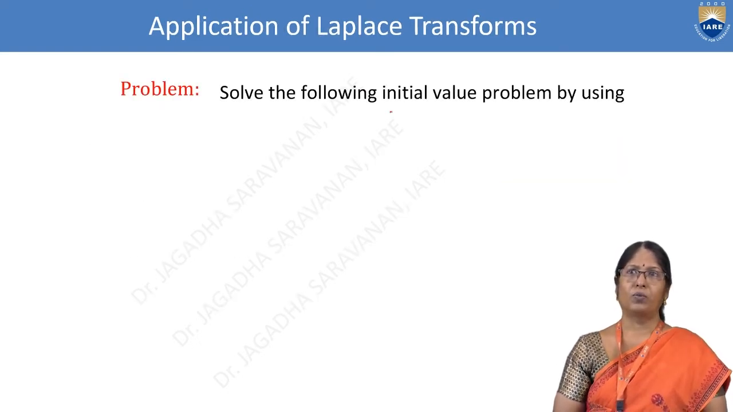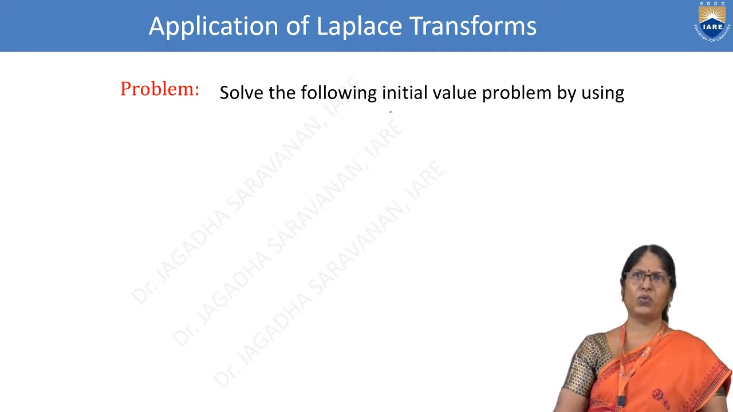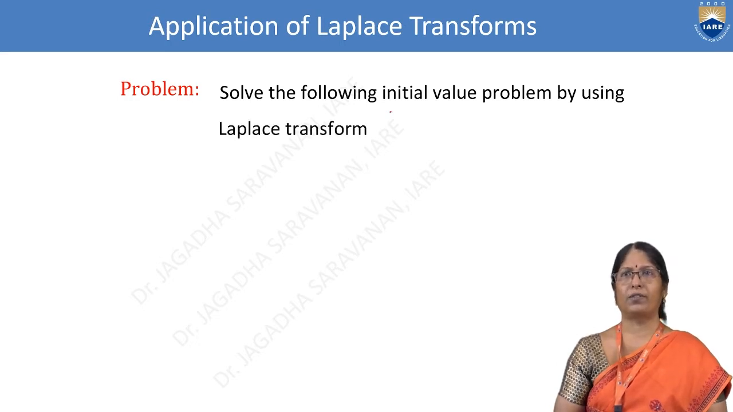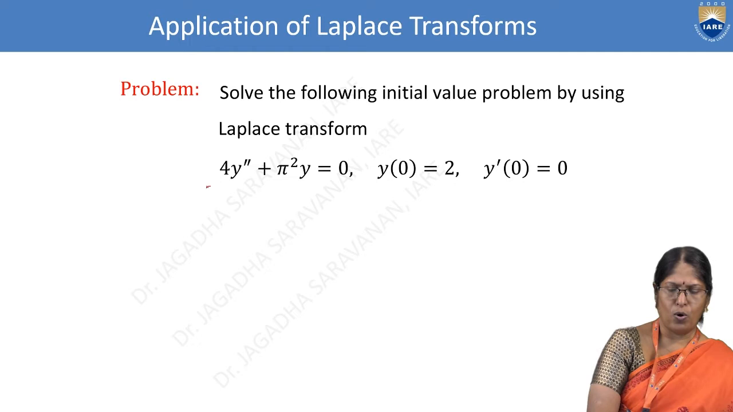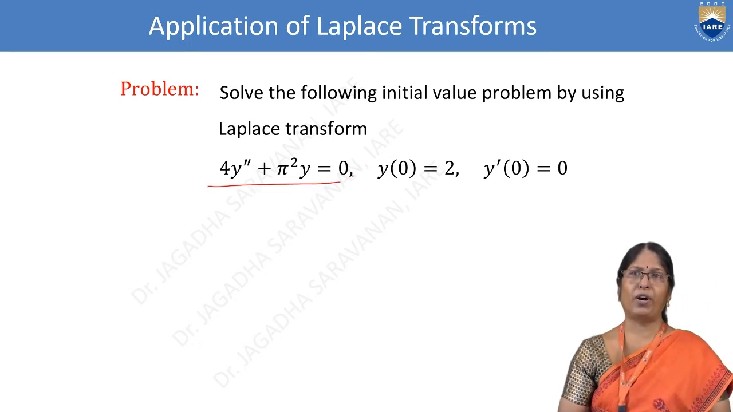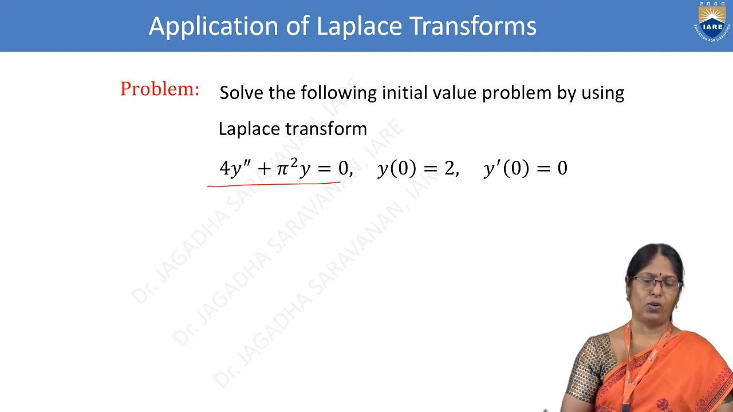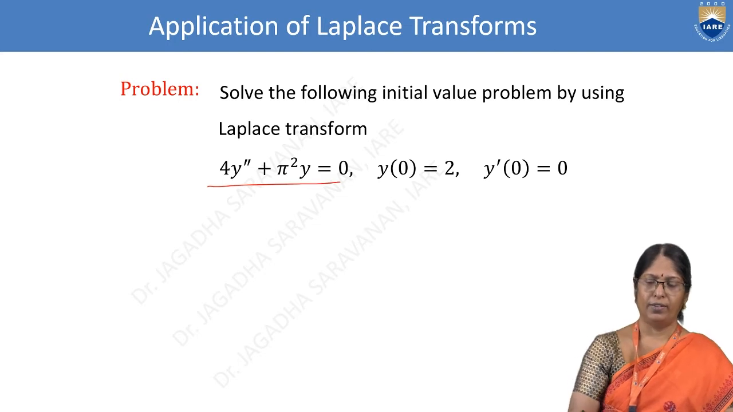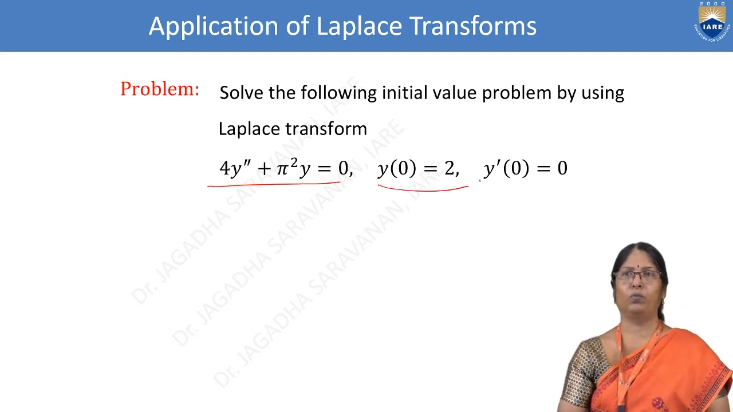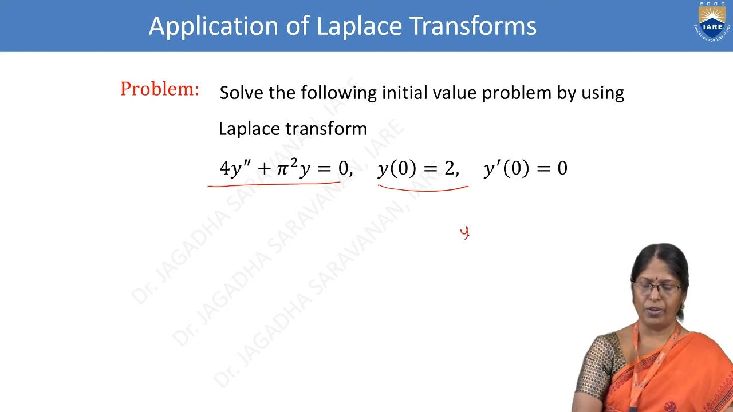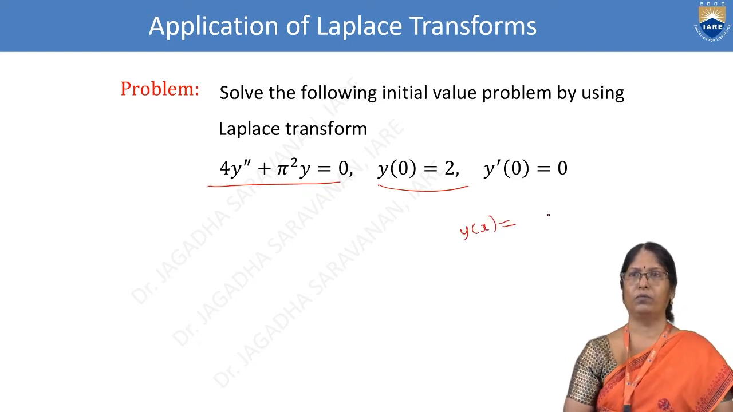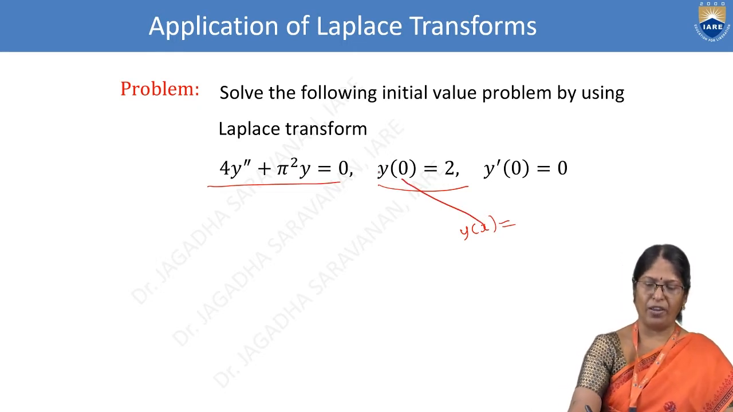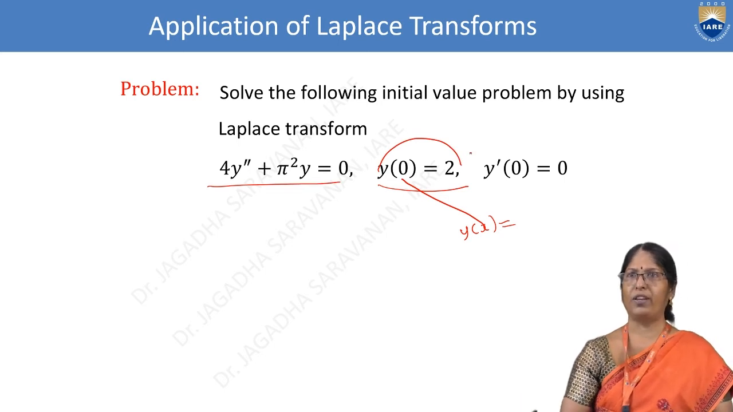Now, one problem we will concentrate on. Solve the following initial value problem by using Laplace transform: y double dash plus pi square y equal to 0. This is a second order differential equation. Then y of 0 equal to 2, that is, at the point x equal to 0, the y value is 2. We have to read it like that.